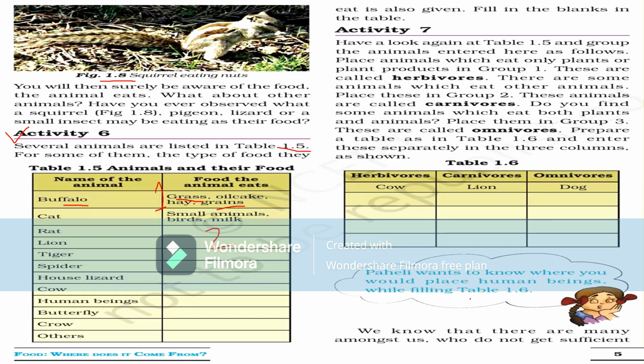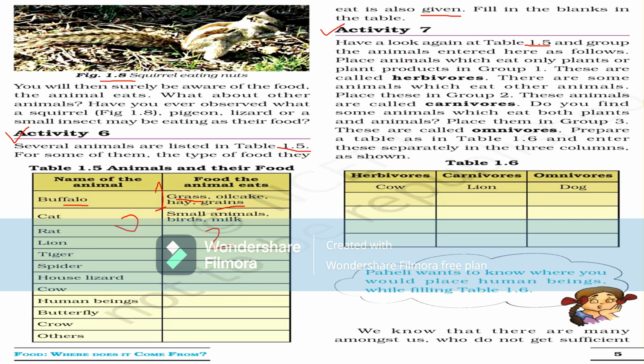Next, several animals are listed in table 1.5. As you have seen, table 1.5 has listed several animals. For some of them, the types of food they eat is also given. Fill in the blanks in the table, as you already filled it. Next, moving toward activity 7. Have a look again at table 1.5.